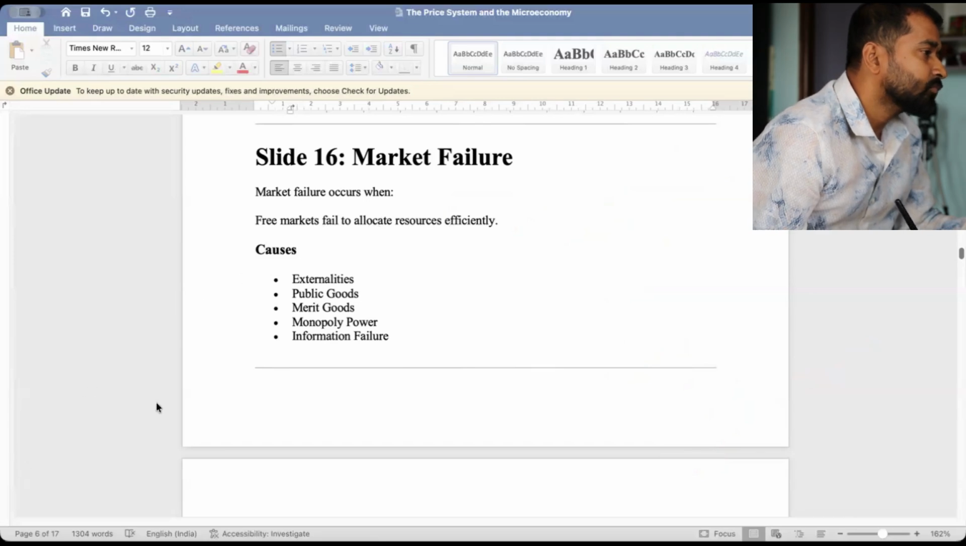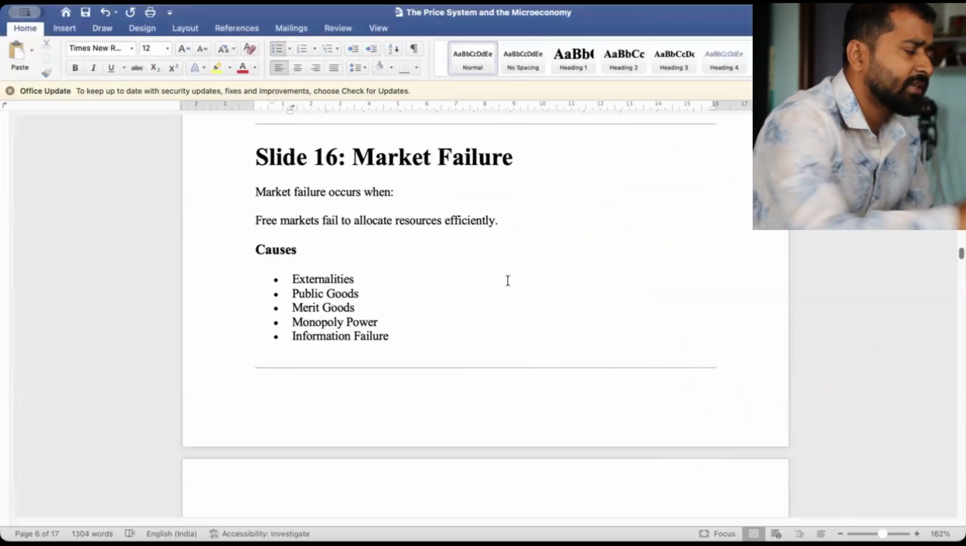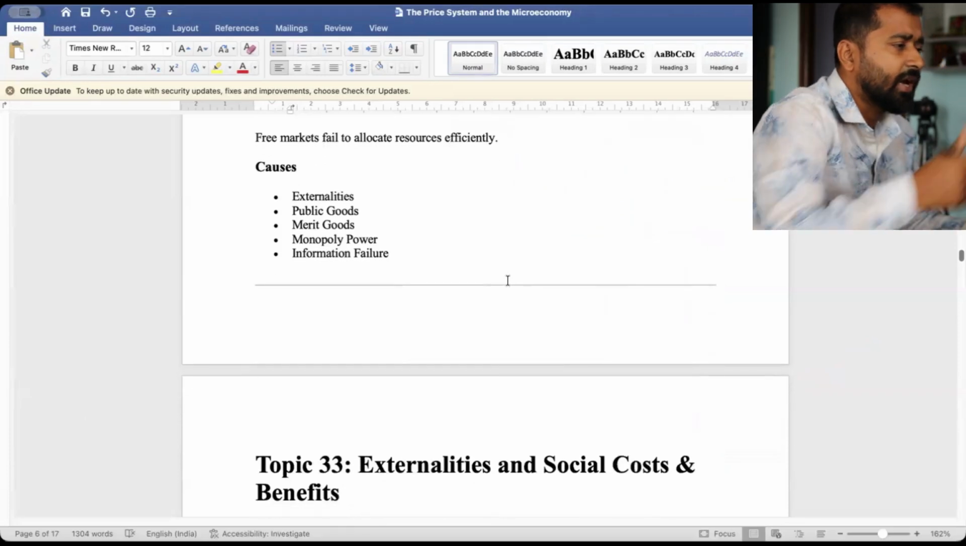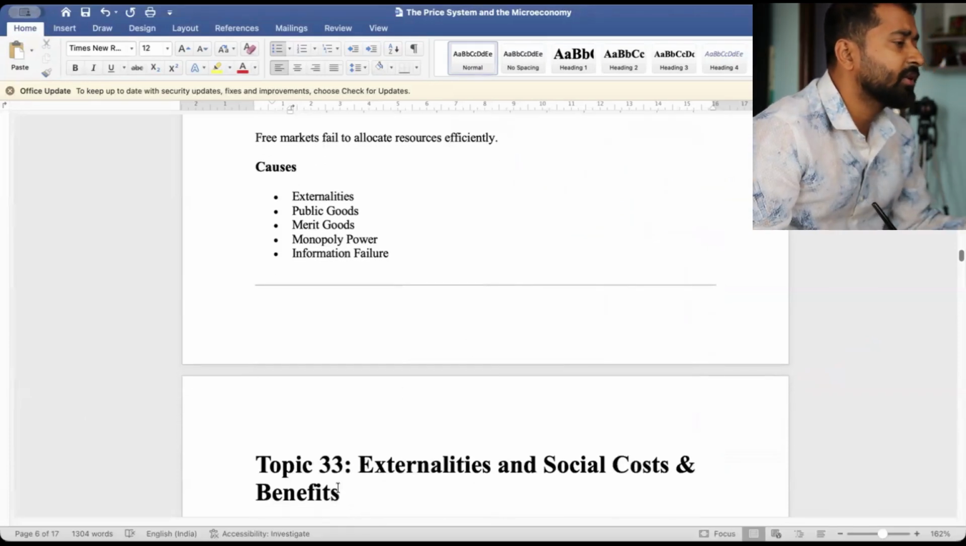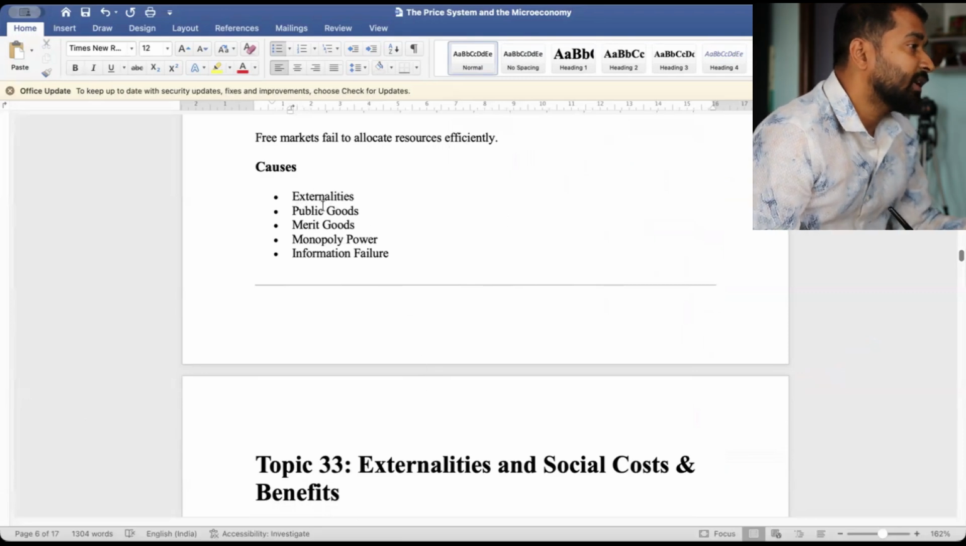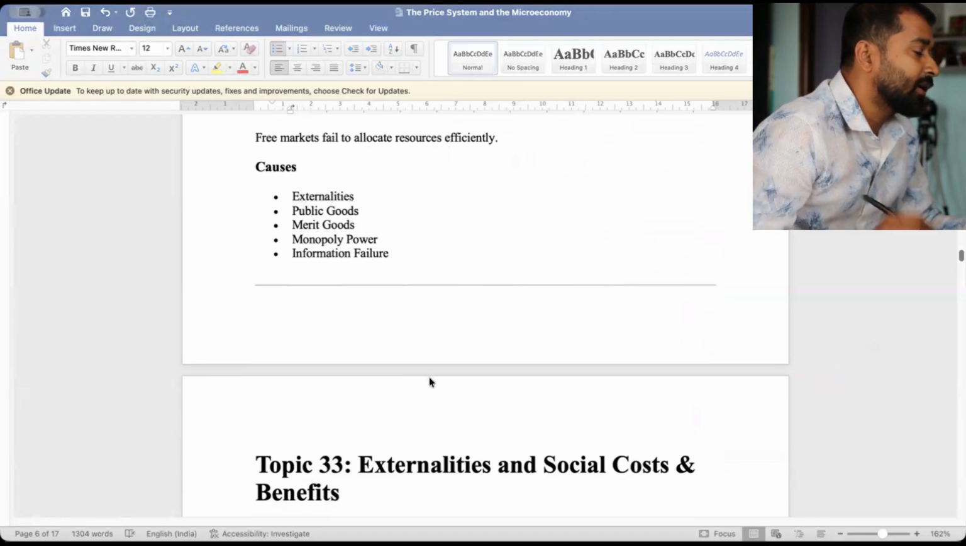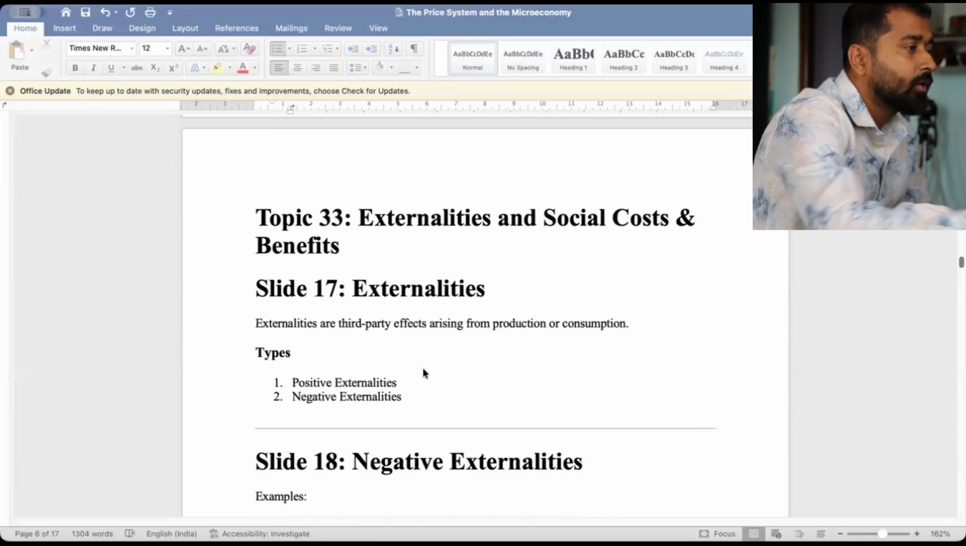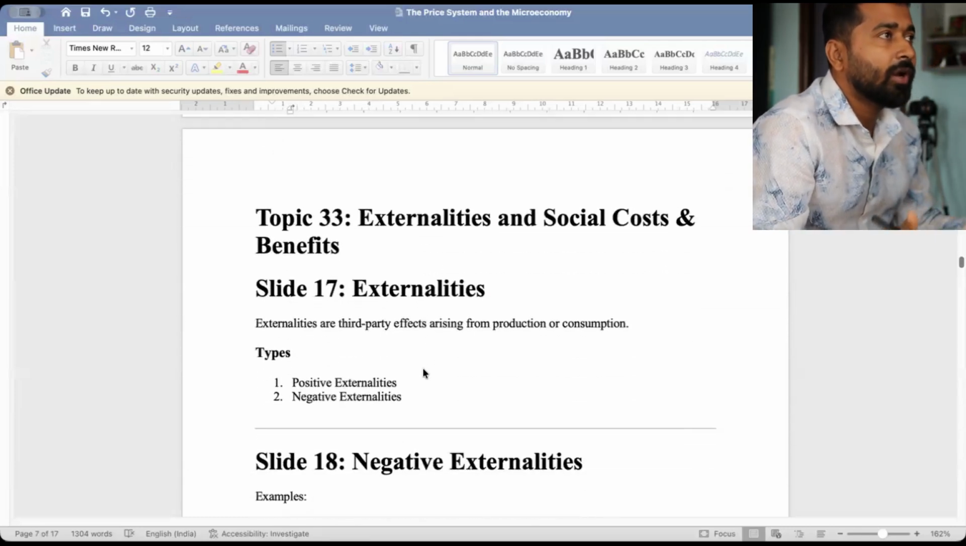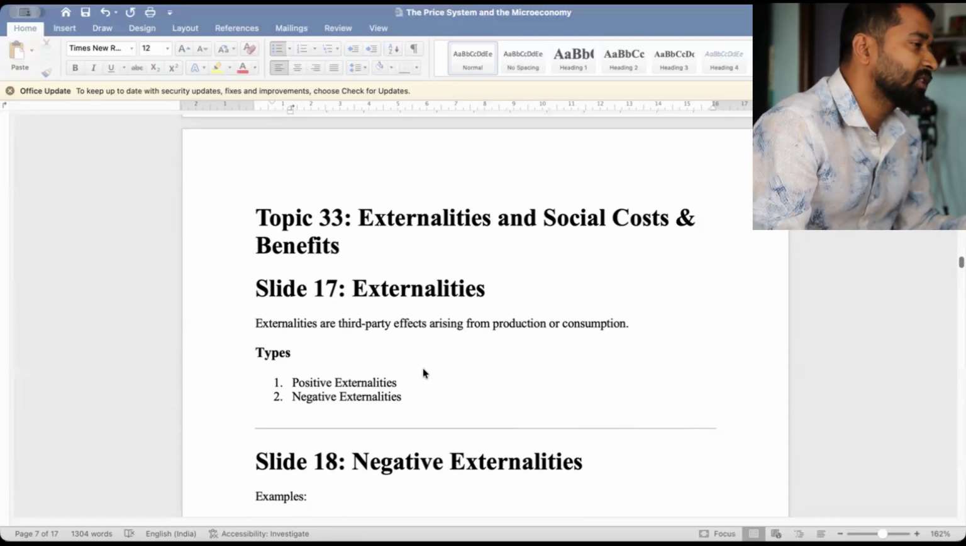Now, what are the causes of this? That we are going to see, and that is the next topic, topic number 33, chapter number 33 indirectly. Next is externalities. What is externalities? Externalities is where a third party is involved, in a positive or negative way, due to production being done or any services provided.